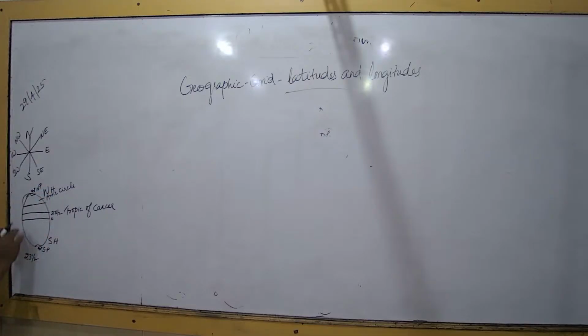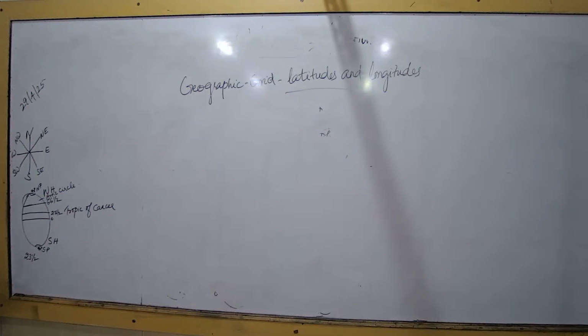The region from this onwards is 66 and a half degrees. From 66 and a half degrees to 90 degrees, it is the Arctic Circle. Understood? And the top, that 90 degree is what? North Pole, and this 90 degree is South Pole. So now, how many degrees did we get? 180.